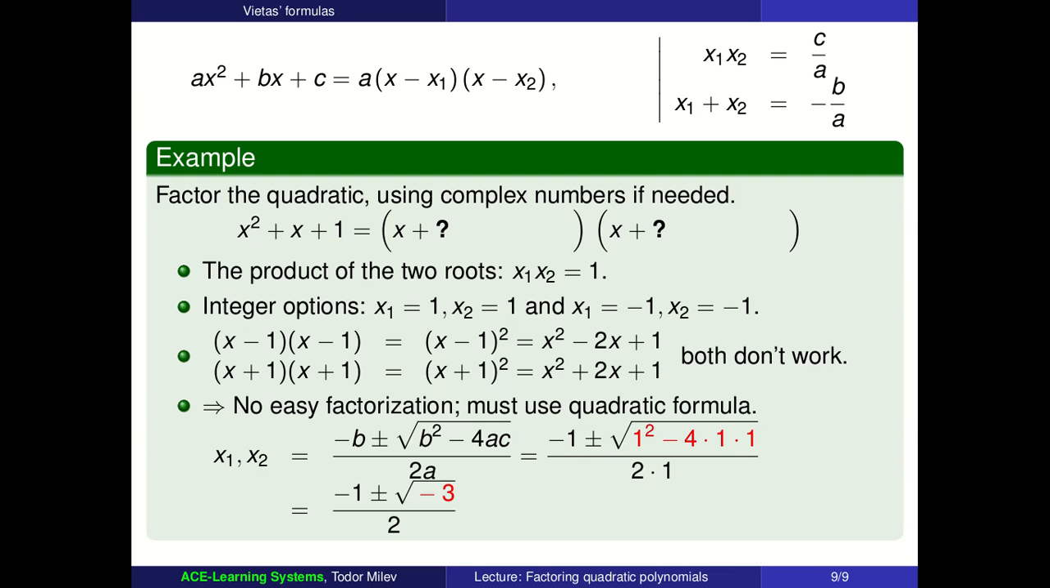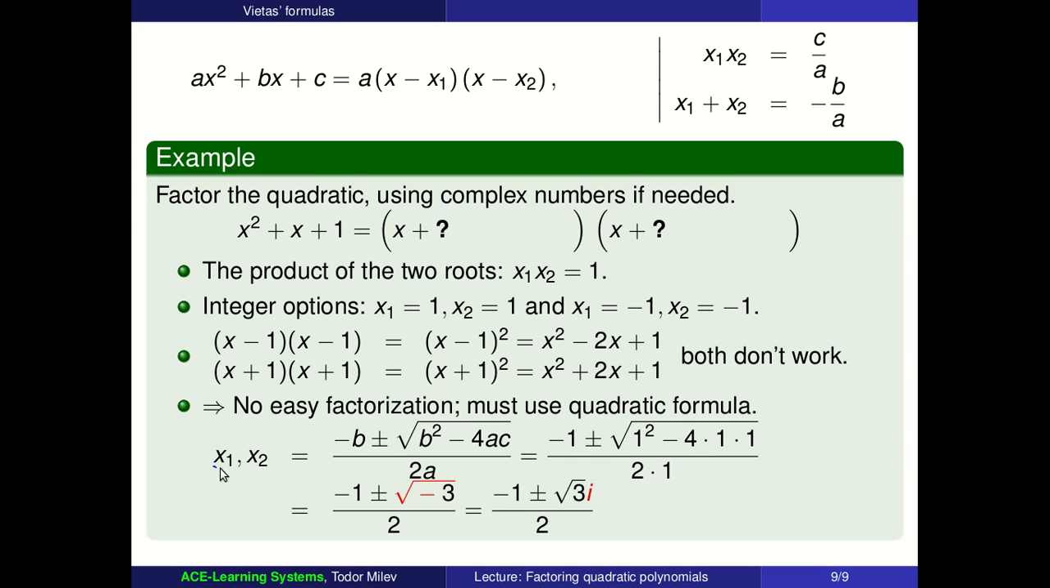Alright, so let's simplify our expression. We're getting negative 1 plus or minus radical of negative 3 divided by 2. And just remember, radical of negative 3 is equal to radical of negative 1 times 3, which equals radical of negative 1 times radical of 3. And remember, radical of negative 1 was by definition equal to i. So that becomes radical of 3 times i. My bad, I missed the radical there. Okay, so now that expression becomes radical of 3 times i, and we're done.